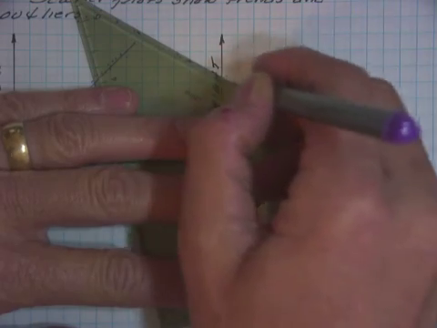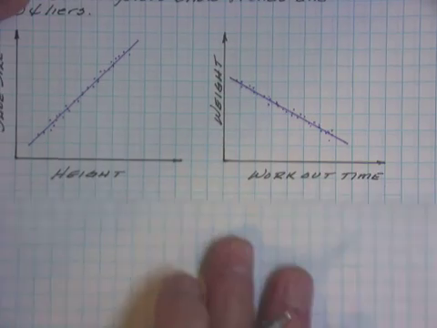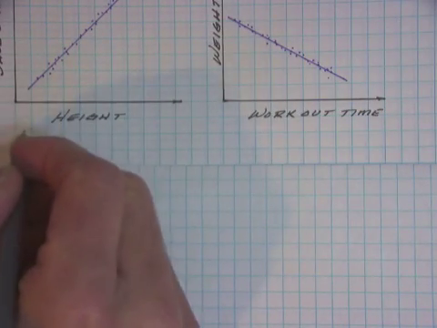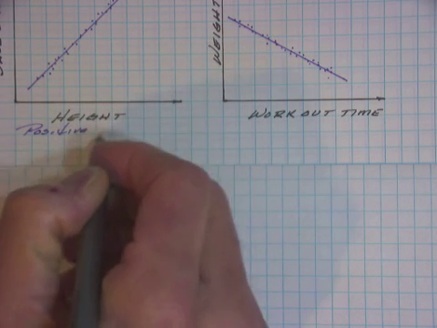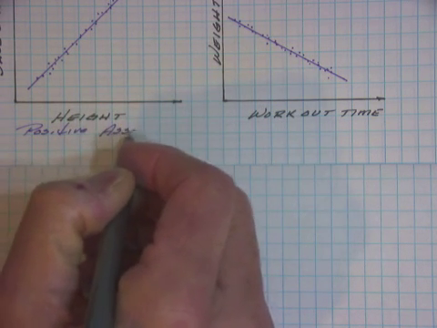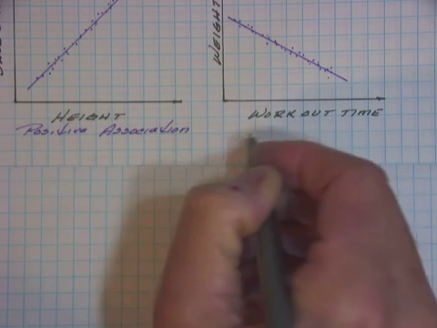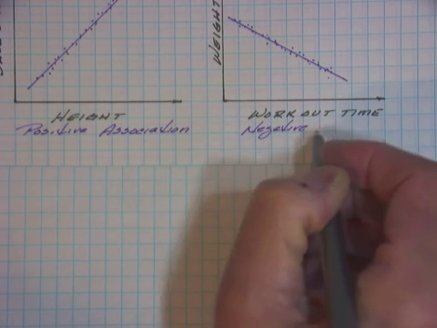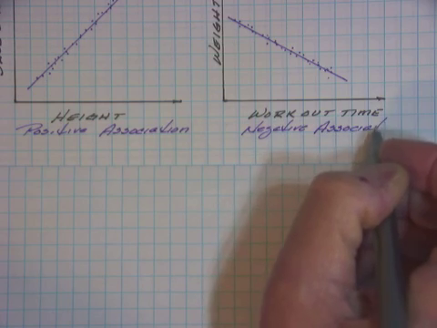And so theirs is going to look like this, where the slope of the line is negative. Over here, the slope of the line is positive. So we actually call this a positive association. And this is a negative association.